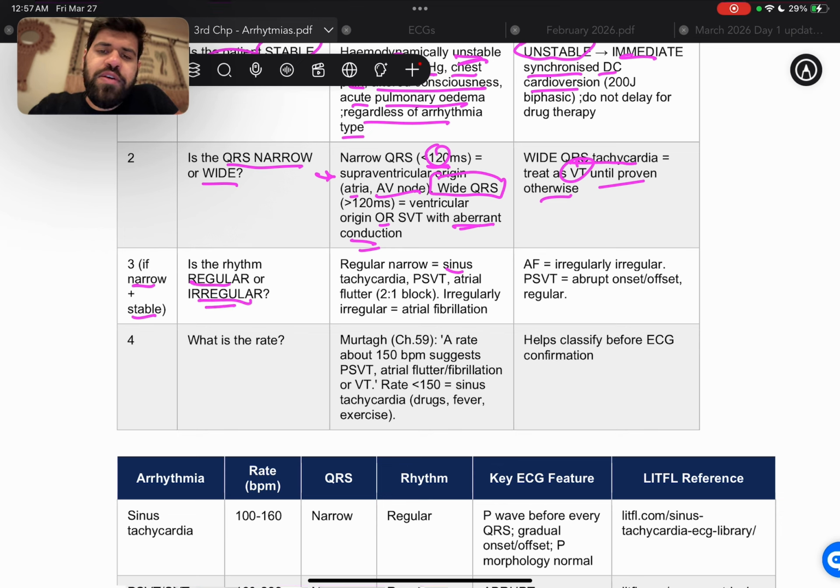So regular narrow is sinus tachycardia, PSVT, or atrial flutter with 2 to 1 block. Irregularly irregular could directly mean atrial fibrillation, which is dangerous. And especially we have to start considering anticoagulation, and later on we'll be going over the CHA₂DS₂-VASc score, and based on that we need to keep that treatment in mind. And the action is that if it's AF, then that means it's irregularly irregular. PSVT is abrupt onset and offset regular.